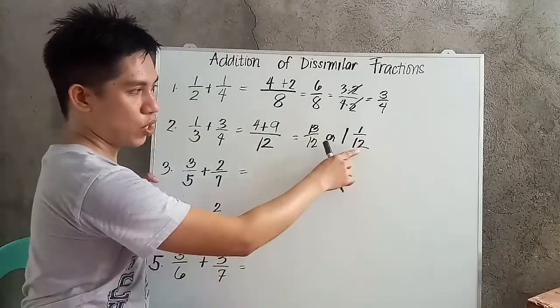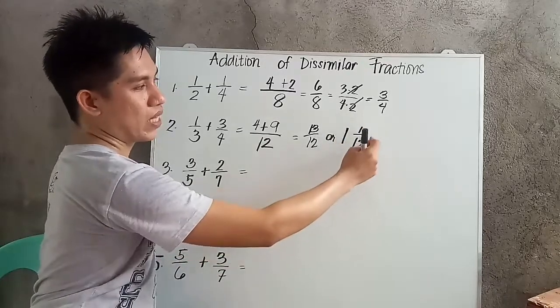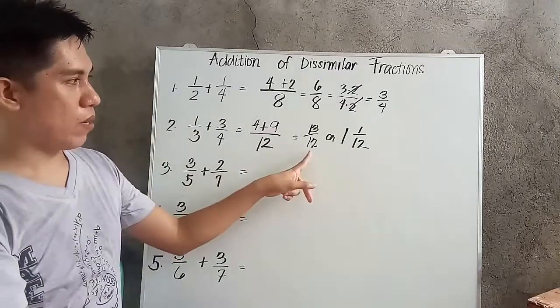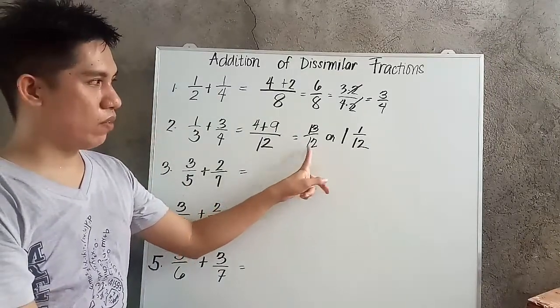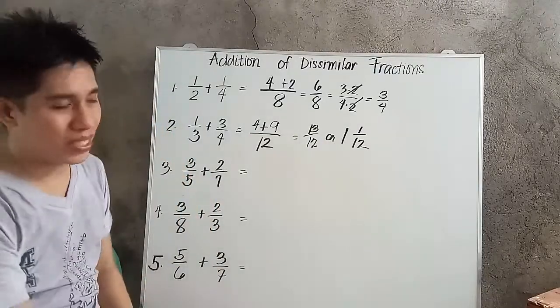You can check: 12 times 1 plus 1. 12 times 1 is 12, plus 1 is equal to 13 over 12. So in improper fraction, that would be 13 over 12, or in mixed number, that is equal to 1 and 1/12.